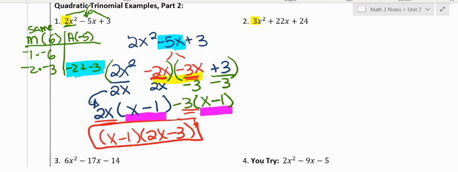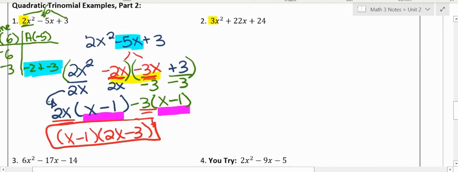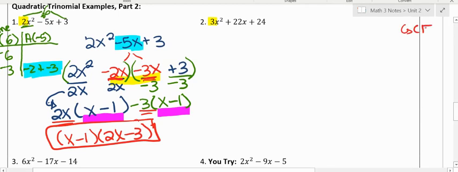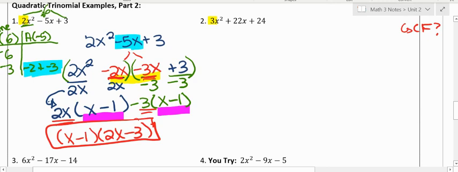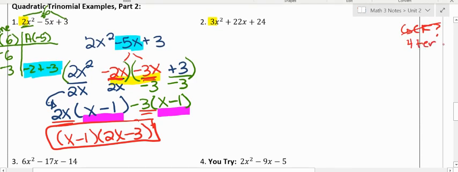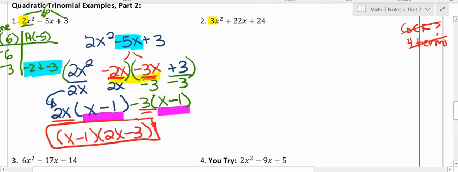For the second one, we're going to do the same thing. I just want to remind us of some of the steps. We do want to make sure we're still checking for our GCF. So do I have a GCF? I don't have a GCF, so I'm not going to do that. It's not 4 terms, so I'm not going to do my regular grouping. I'm going to cross that out. But it is a trinomial, so we're going to do our next step. Does a equal 1? No, it doesn't. It's actually a 3.